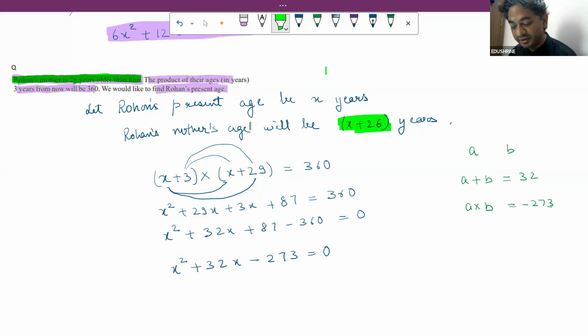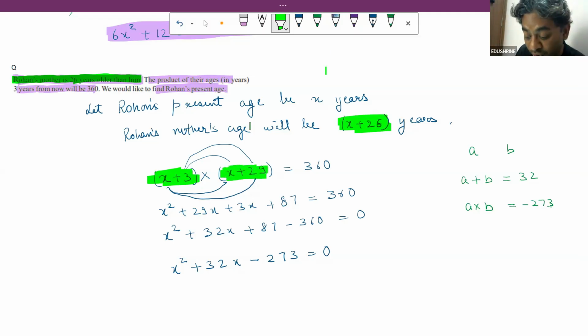Is this right? Now what happens? Rohan's age 3 years from now would become X plus 3, right? And Rohan's mother's age 3 years from now, right now their ages are X and X plus 26. So after 3 years it will be X plus 3 and X plus 29. For example, your age right now is, let us say, 12. After 3 years, how much would be your age? 15. 12 plus 3, 15. Your parents' age right now, let us say, is 40. How much would be the age after 3 years? 43. That is how your understanding should be, right? So therefore this will be X plus 29.